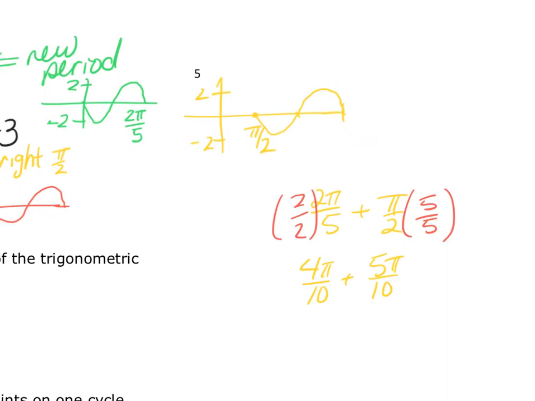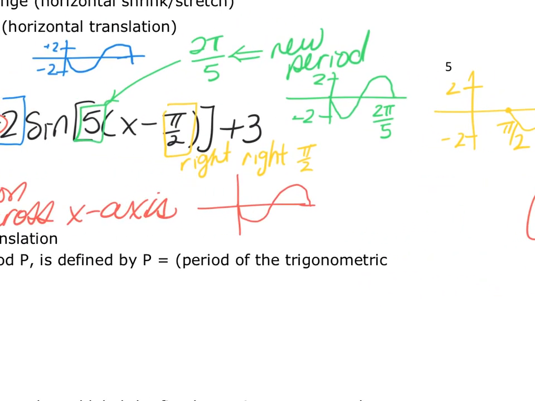I was being lazy. Thank you for catching my laziness. 9 pi over 10. How are we doing? All right. The last piece is the up 3. What is that? I just told you. I'm going to go up 3.